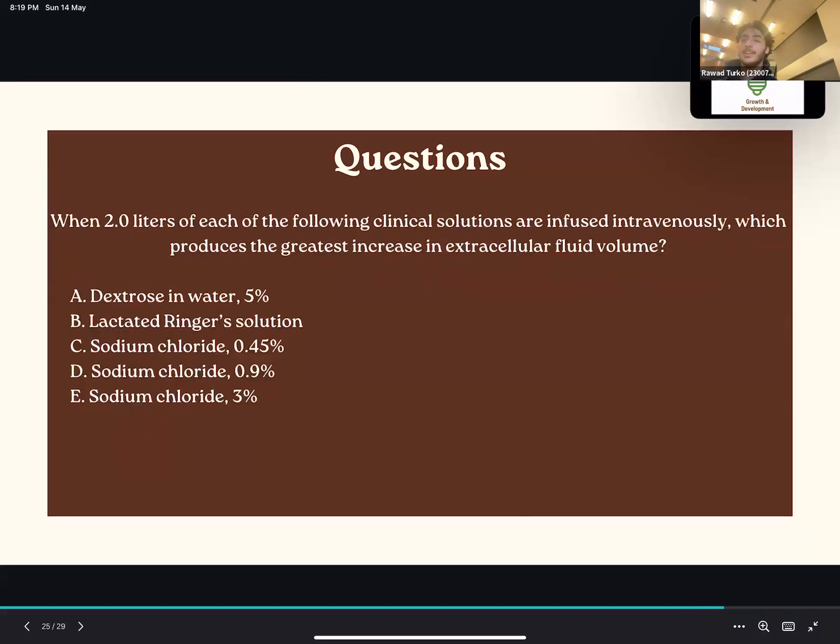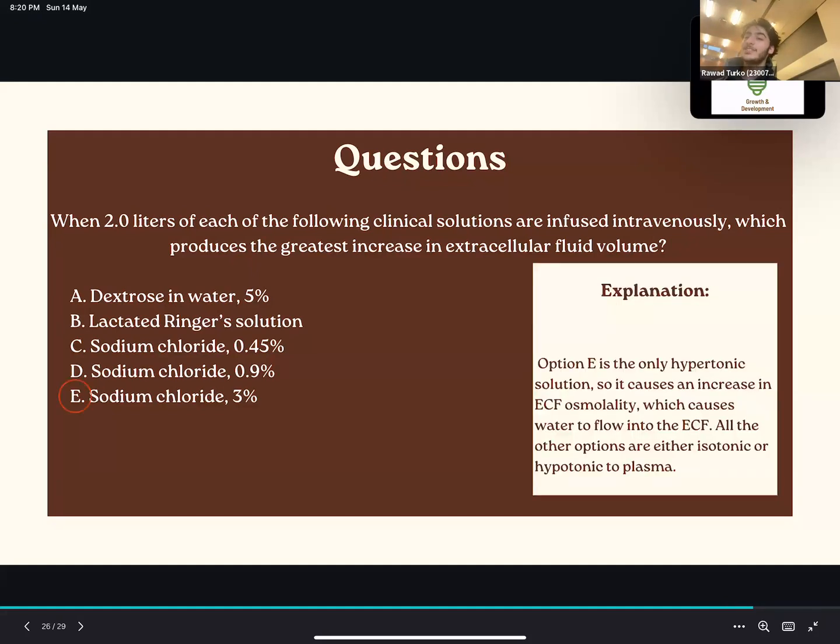Then for the next question, this one should be fairly easy. When 2 liters of each of the following clinical solutions are infused intravenously, which produces the greatest increase in extracellular fluid volume? Someone said C. No, it's not C. It's actually E. Option E is the only one that's hypertonic, so it would cause an increase in the extracellular fluid osmolality, which then would cause the water to flow into the extracellular fluid. All the other options are either isotonic or hypotonic to plasma.